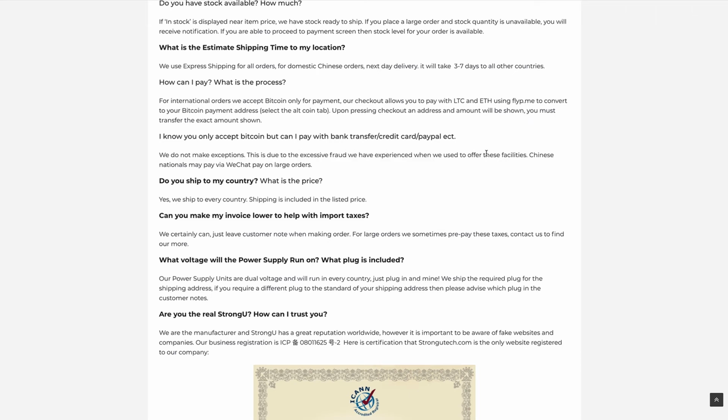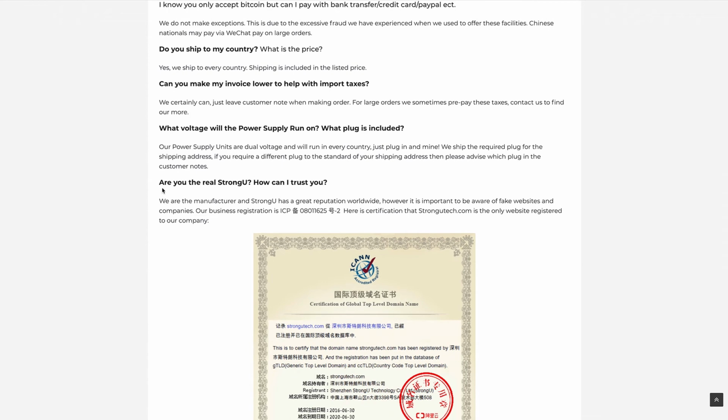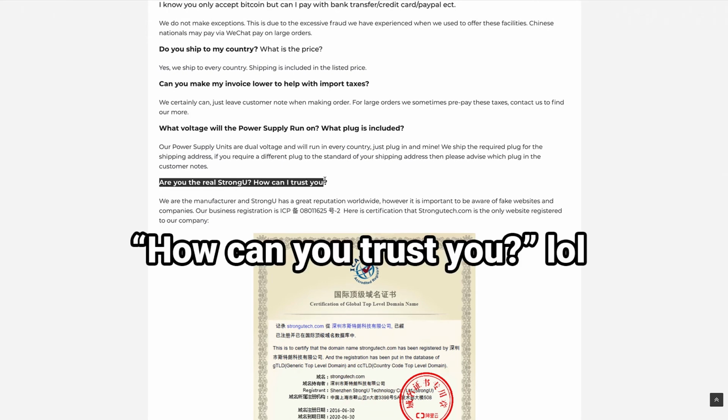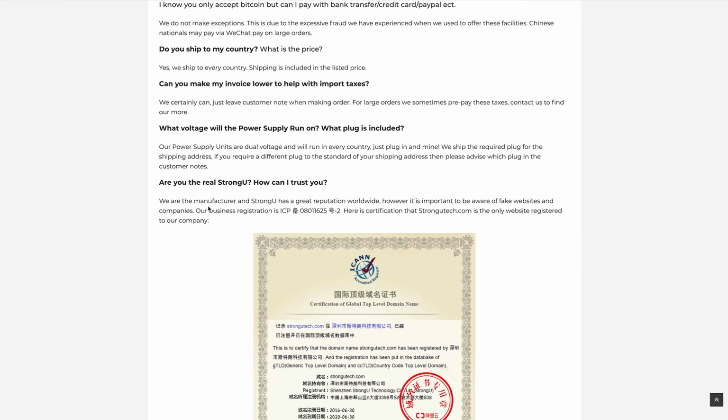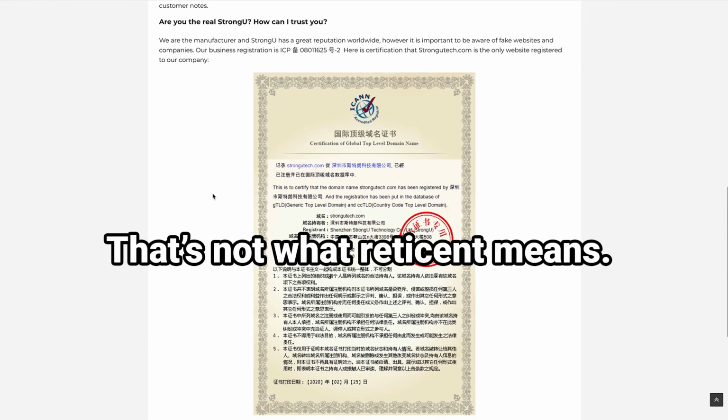Well, we can still kind of excuse that and say, well, that makes sense because, yeah, check fraud, an international wire transfer fraud, that's a real thing. So, yeah, maybe they have been scammed. So that makes sense. We'll just send them the Bitcoin. Plus, they're saying, are you the real Strong-U? How can you trust you? Okay, well, yeah, they're saying, we understand why you might be a little reticent sending us money.